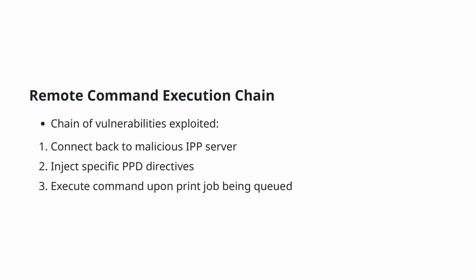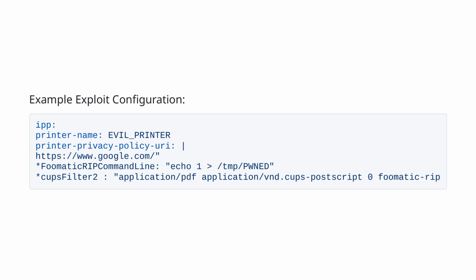Let's explore how remote command execution can occur through a chain of vulnerabilities. This chain begins when a connection is established to a malicious IPP server. Once connected, specific PPD directives are injected. These directives dictate how the printer should process print jobs. When a print job is queued, the injected directives are executed, leading to command execution on the print server. This kind of vulnerability highlights the necessity of securing print server communications and validating PPD files to prevent unauthorized command execution. Here we have an example exploit configuration demonstrating how this chain of vulnerabilities can be practically applied.